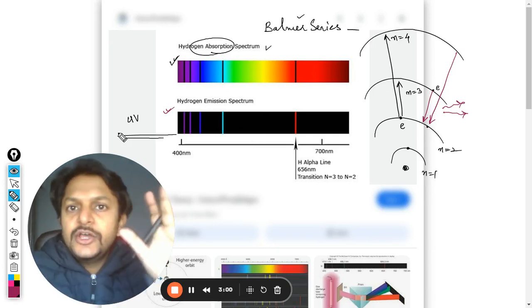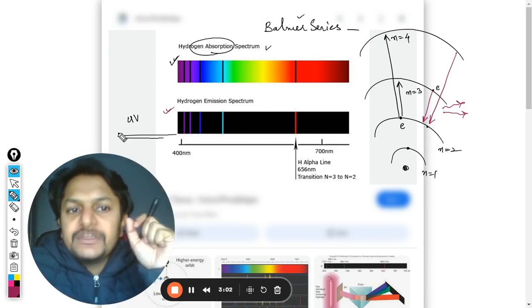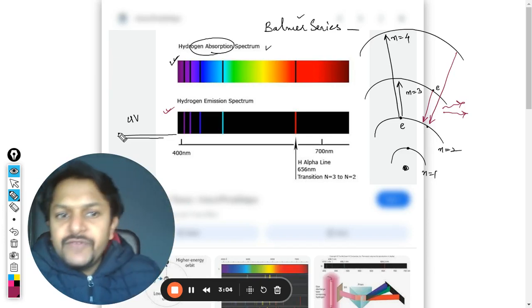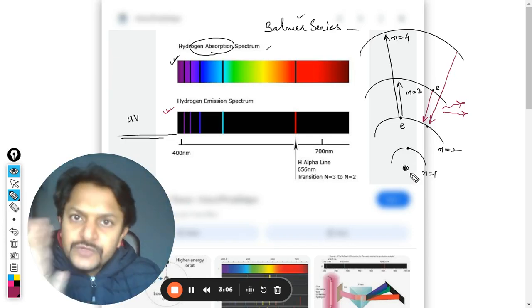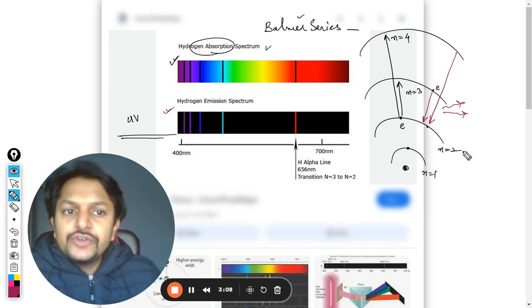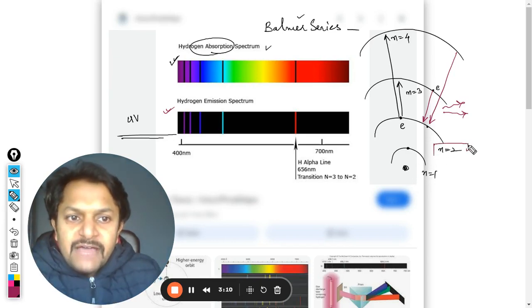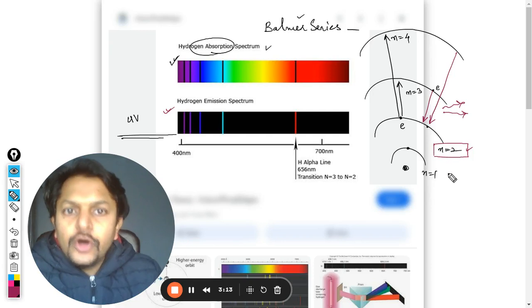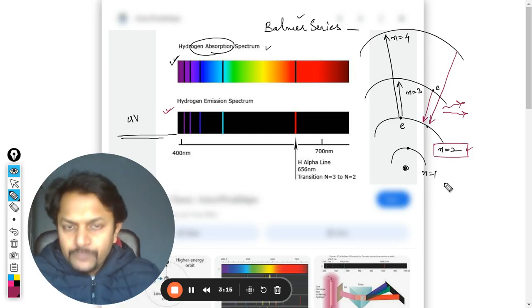Number one, this point must be clear. Why are we using Balmer and not Lyman? Students will be confused with that first of all, so that confusion is over. We are using the Balmer series. Everything either starts at n is equal to 2 or the transition is ending at n is equal to 2.